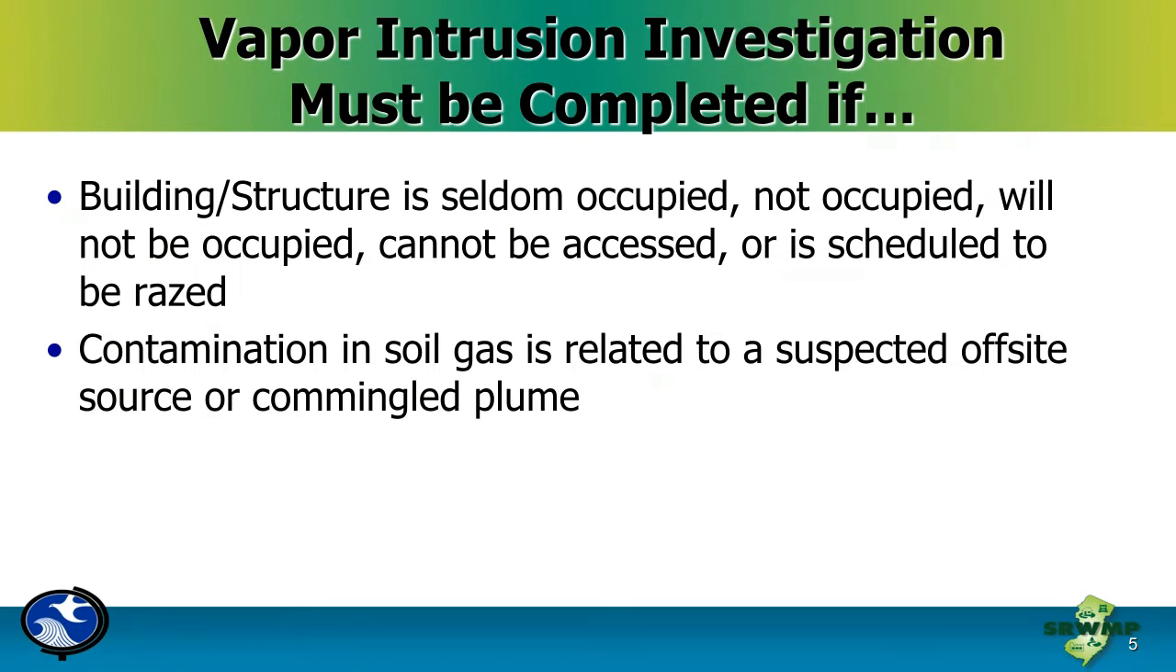Now, issuance of the REO does a few things here, and it is mentioned and recommended in both the commingled plume and the offsite source technical and administrative guidance that the REO be issued. Issuance of the REO, like I said, does a couple things. It unlinks the contamination from the site, and the department will begin to investigate the actual source of the contamination. It removes the responsibility for the contamination from your client.